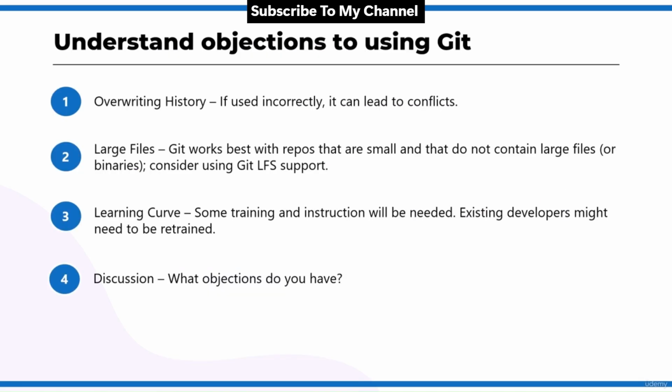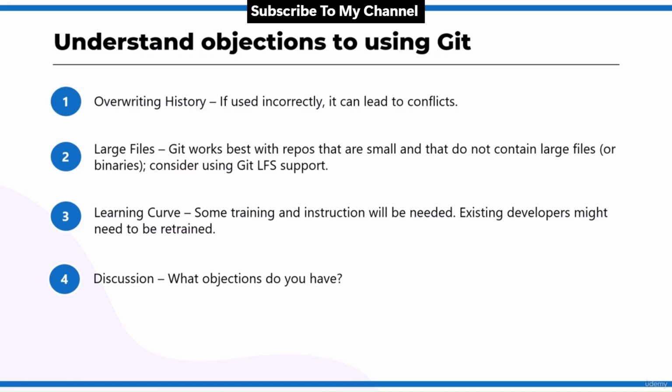There are three common objections which we mostly hear when people have to migrate to Git. First, they can say I can overwrite history, I have large files, or maybe there is a steep learning curve associated with that, and people are not happy with that.